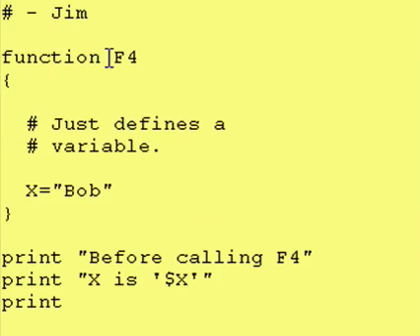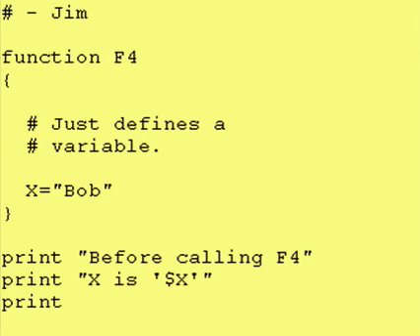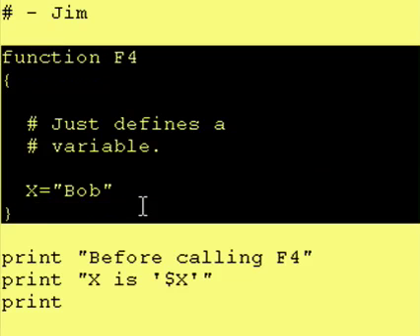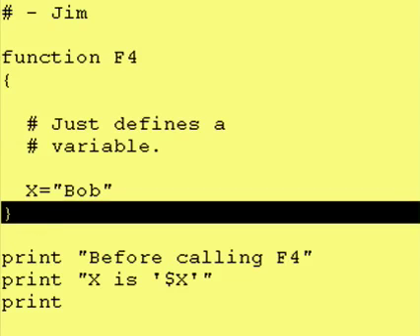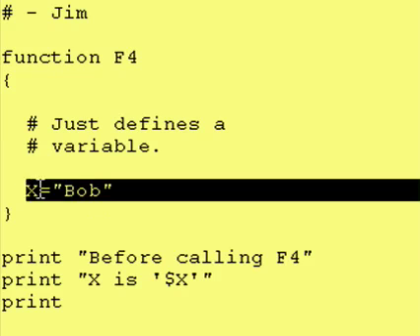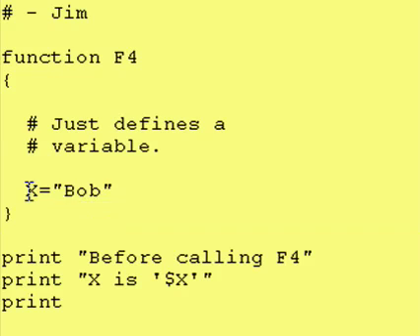The code inside of F4 does not actually get executed at this point in time when we define the function. So right here, right after this curly brace, we have actually not run this command which says x is equal to Bob. So at this point, this variable does not exist.